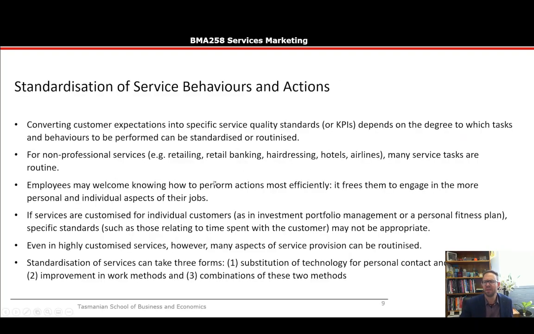So let's look at the difference between the standardisation of service behaviours and actions and freestyling it. Converting customer expectations into specific service quality standards or key performance indicators, KPIs, depends on the degree to which the tasks and behaviours to be performed can be standardised or routine, so made into a system. For non-professional services, such as retailing, retail banking, hairdressing, hotels, airlines, many service tasks are quite routine. While employees may welcome knowing how to perform actions most efficiently, it frees them to engage in the more personal and individual aspects of the service.